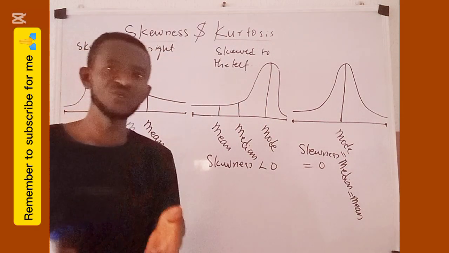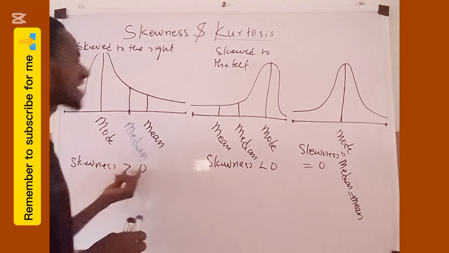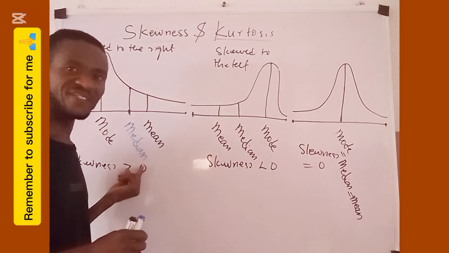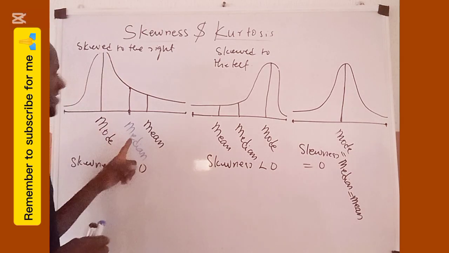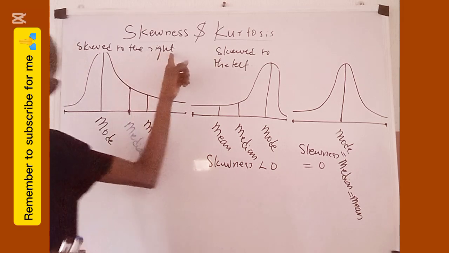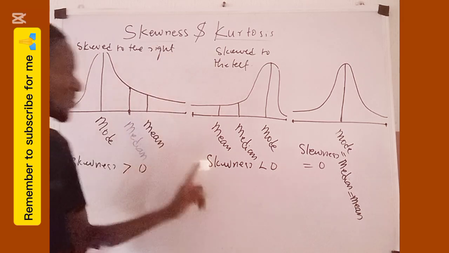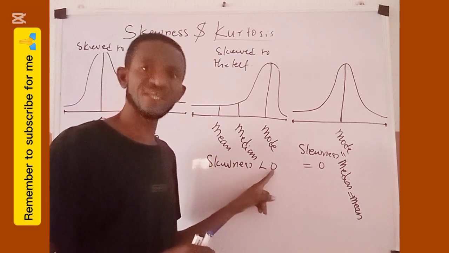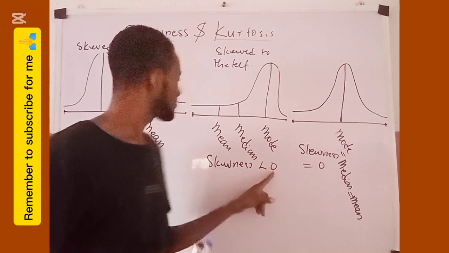So they might be asking you, when the skewness is greater than 0, what do we see in a distribution? Mode less than median less than what? Mean. Distribution skewed to the what? To the right. When the measure of skewness is less than 0, what do we see from the distribution?